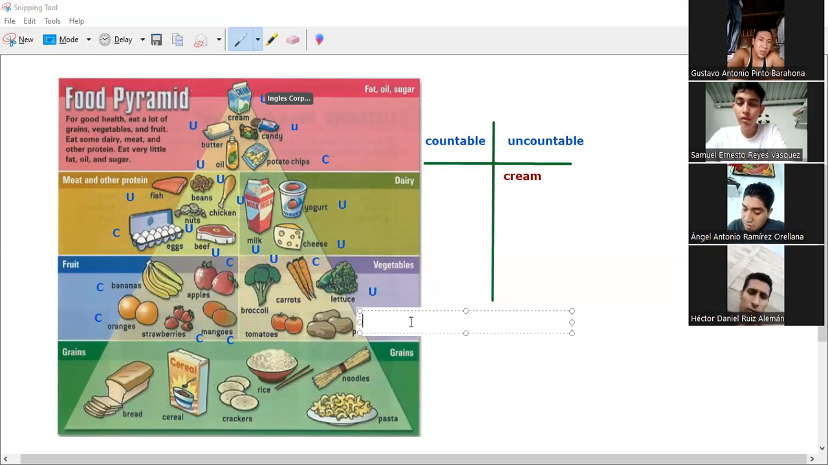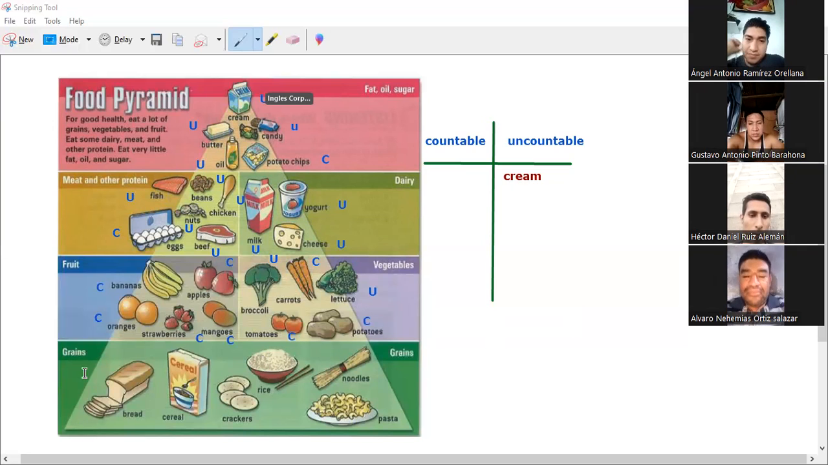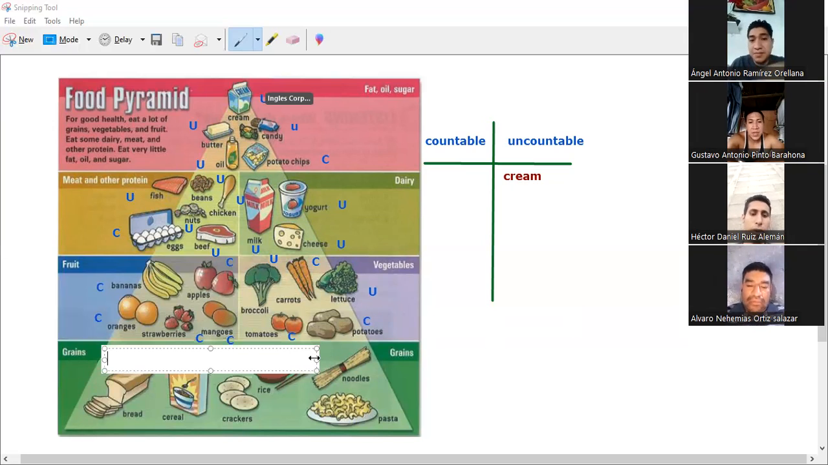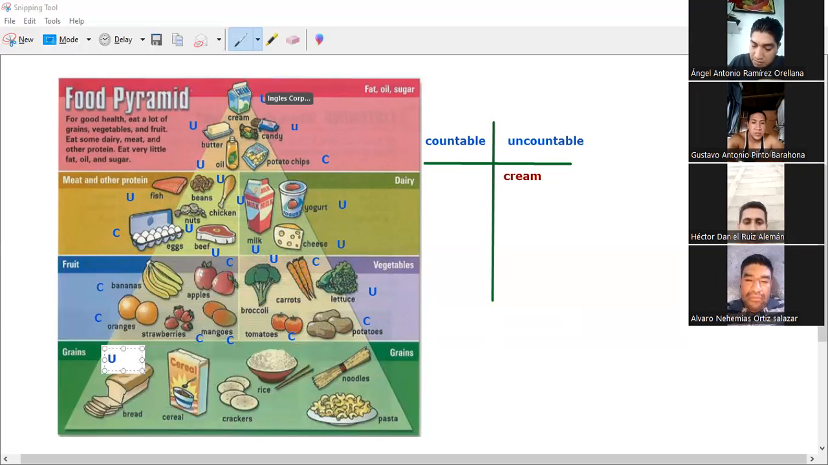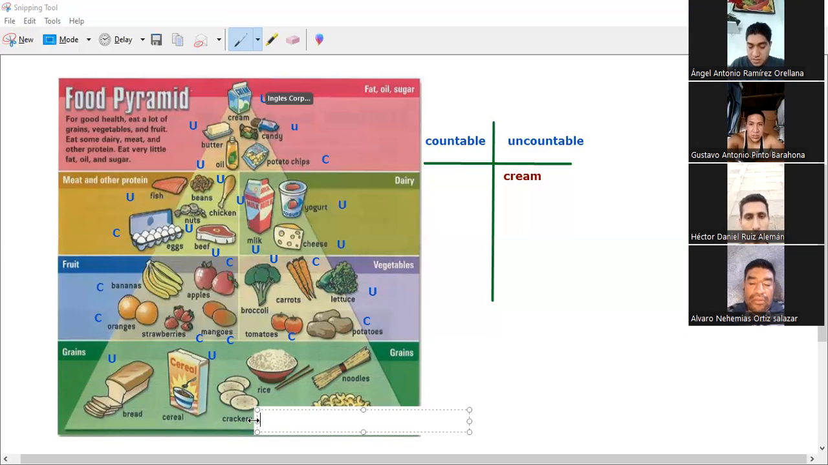Potatoes. Countable. Good. Tomatoes. Countable. Good. Excellent. Bread. Uncountable. Cereal. Uncountable. Crackers. Countable. We can count crackers.